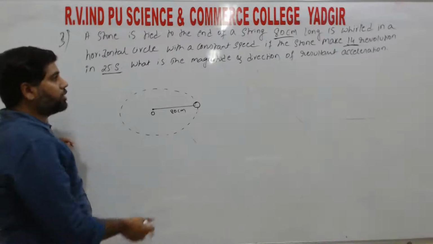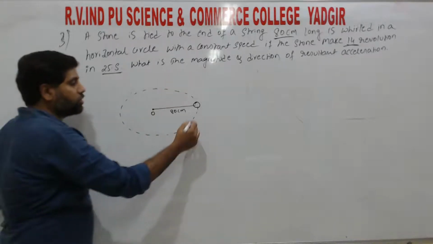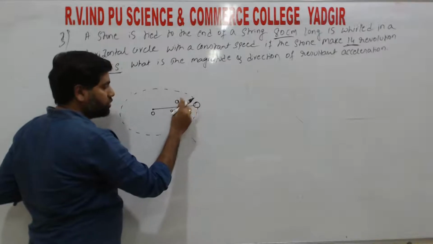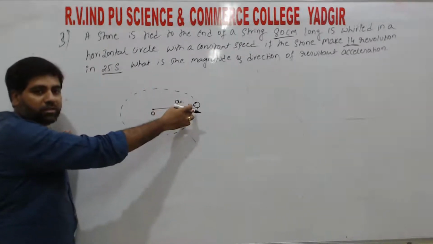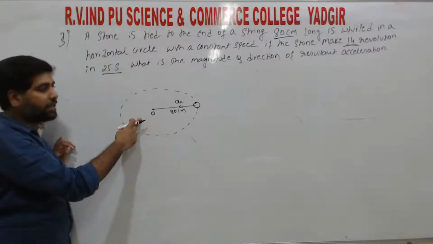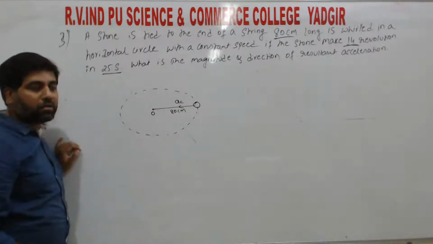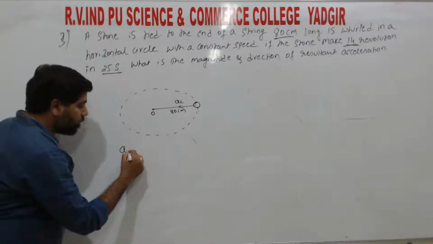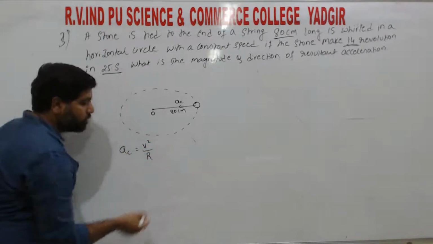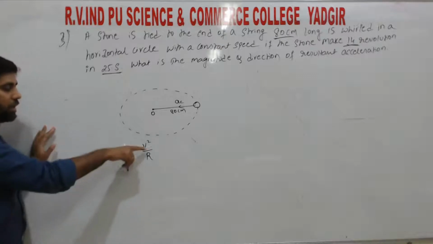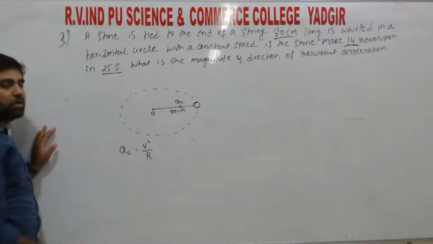So we need to find the magnitude and direction of the acceleration. The direction we know: in a circular motion, the centripetal acceleration is always acting towards the center. So we need to find the acceleration. We know the formula, acceleration a_c is equal to v square divided by r, where v is the linear velocity and r is the radius.